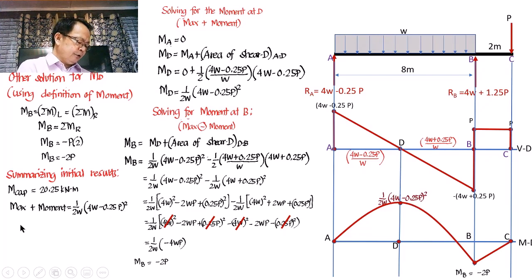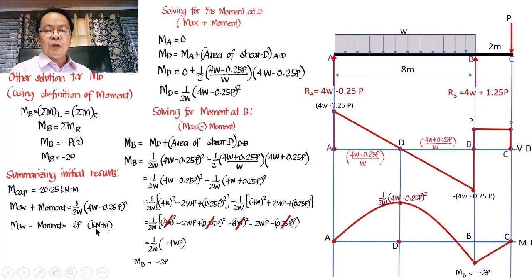At meron din tayong maximum negative bending moment which is equal to negative 2P, and yung absolute value niya is 2P. Ito yon. Now, gaya nga ng pinaliwanag ko kanina, kinakailangang ma-equate natin itong kanyang maximum moment capacity to both of the maximum positive and negative bending moment. At kung mapapansin natin, yung ating maximum negative bending moment is expressed in terms of one of the unknowns, that is P.